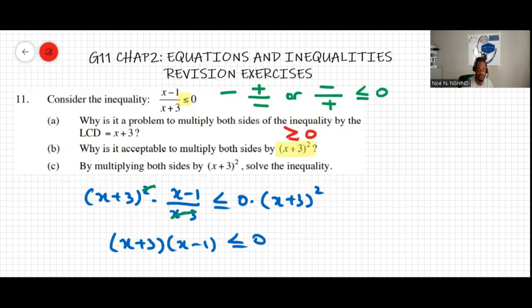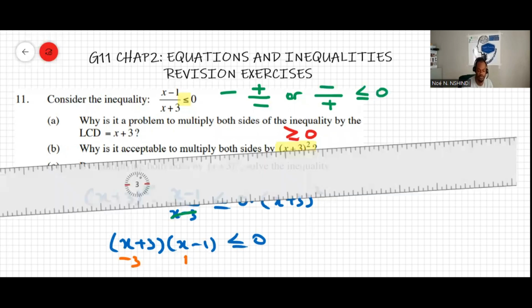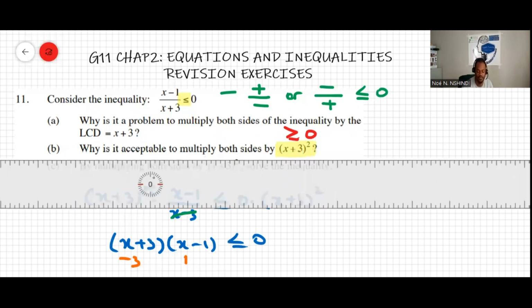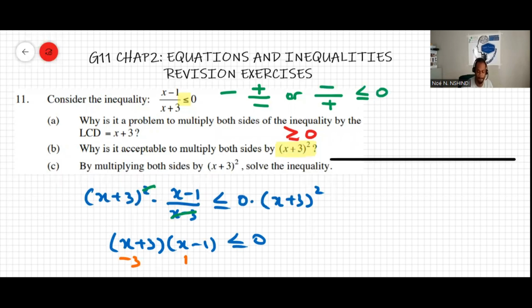So here the critical values are negative 3 and positive 1. We can draw a number line to solve the inequality. On the number line, we place negative 3 and then 1. Then if I pick any number between negative infinity and negative 3, let's say negative 4, then I take 0, and then let's take 2.